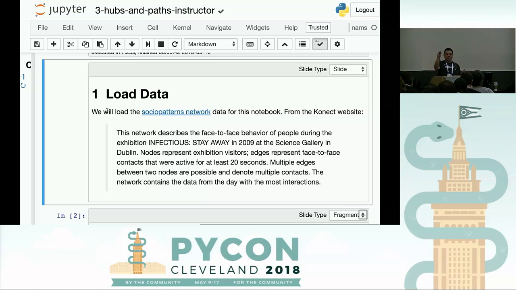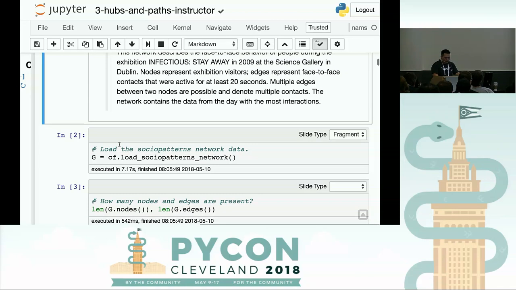So the nodes are the people, and the edges are defined as I face you for more than 20 seconds. Multiple edges are possible: I face you for 20 seconds, face someone else, come back, face you for 20 seconds, and then maybe we leave the room. But for simplicity's sake, I've reduced this to just whether you had an edge or not, so I don't bother with modeling multiple connections between people.